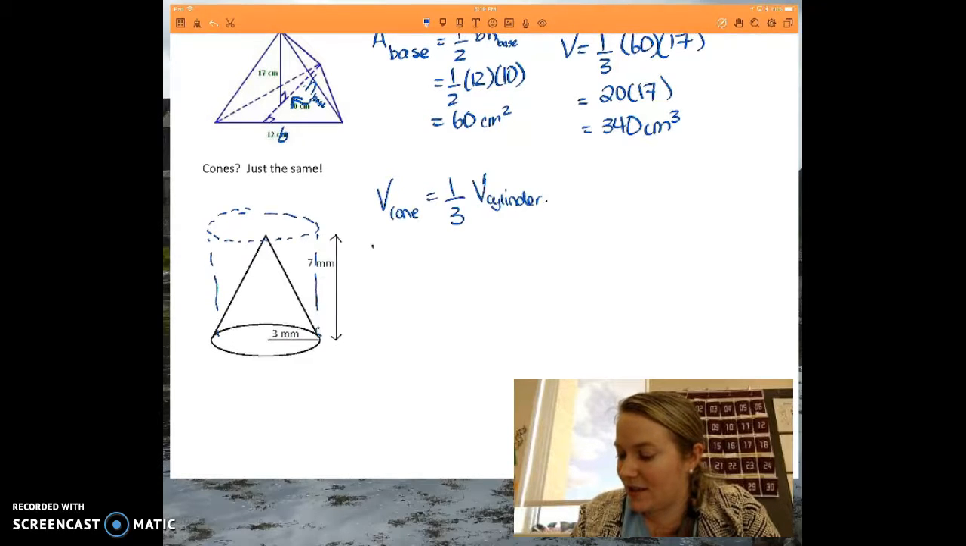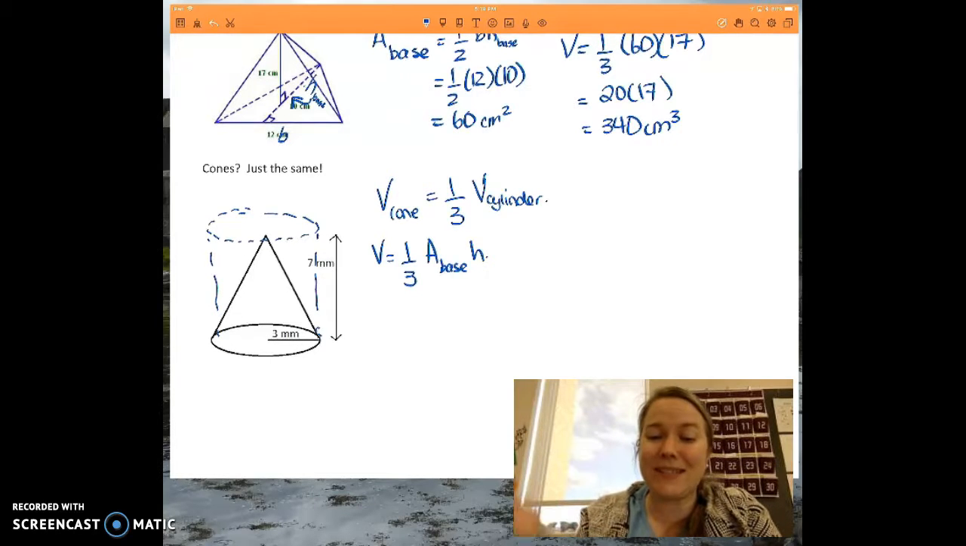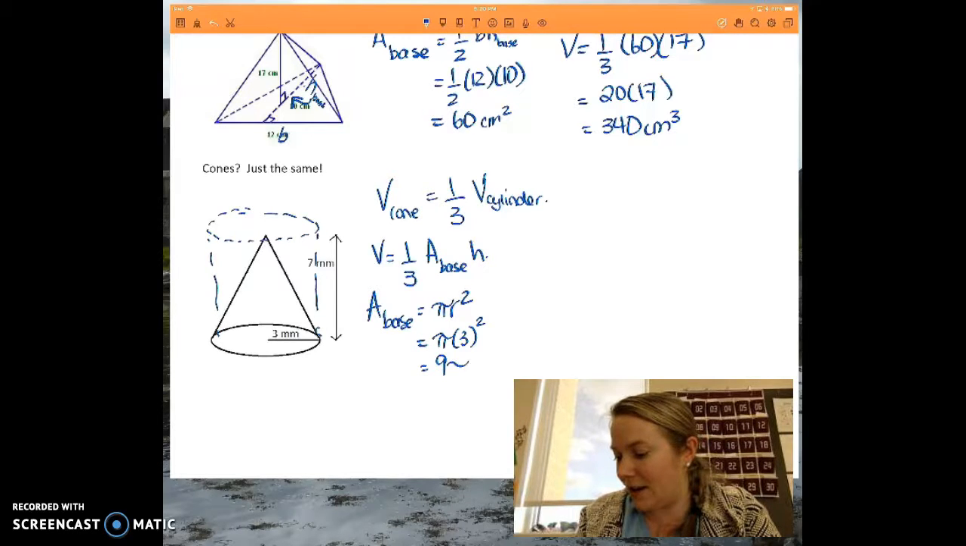Which is 1/3 area of the base times the height. Doesn't that look exactly like the pyramids formula? Well, it is. It's just instead of the area of the base being a polygon, now we have a circle. So area of the base is pi r squared because it's a circle. In this case, r is 3, so it's pi times 3 squared, which is 9 pi.